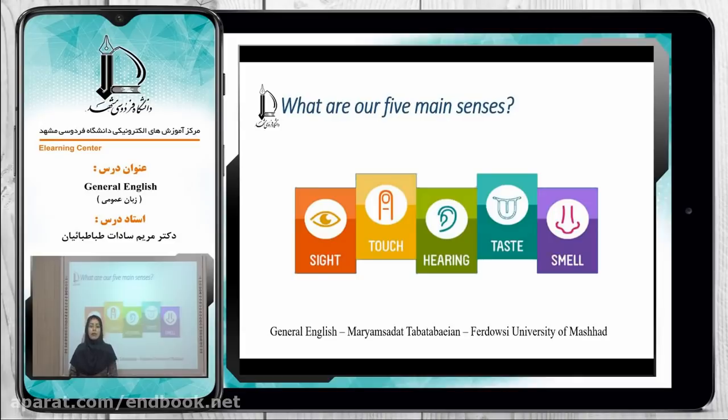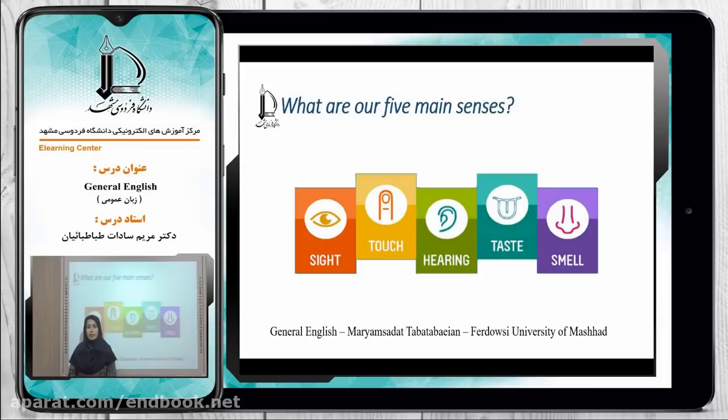The second one is touch, feeling things with your hand, with your skin. That is the sense of touch. You understand if something is soft or hard by just touching it. The third one is hearing. You hear all the sounds with your ears and with the sense of hearing.